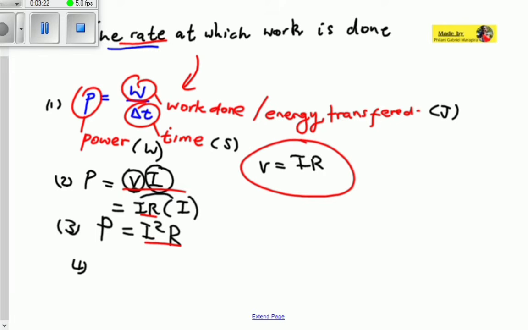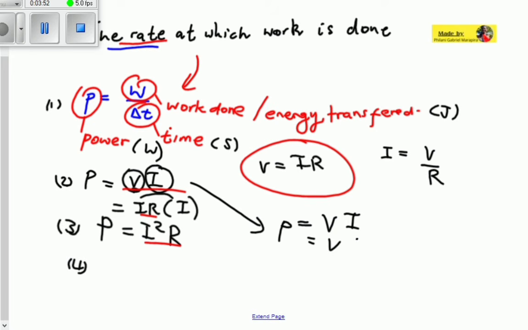And then we go to the fourth one. It's going to be derived from P is equal to VI. What if you are given voltage, but you're not given current? According to Ohm's law, you know that current is equal to V over R. So you can replace current with V over R, because you have got voltage, you do not have your current, and you do have your resistance.